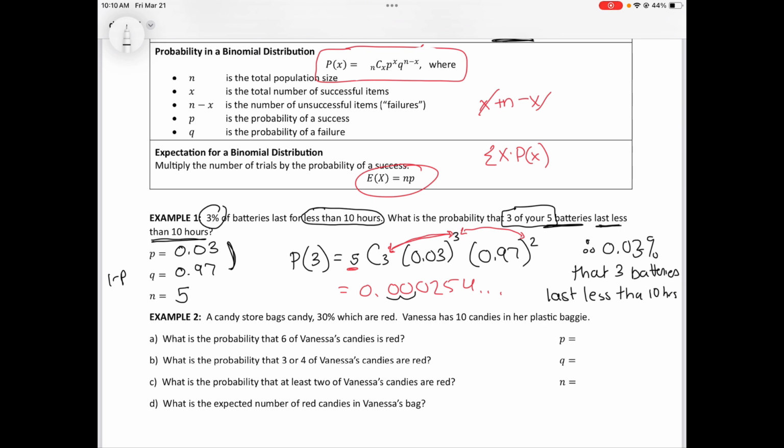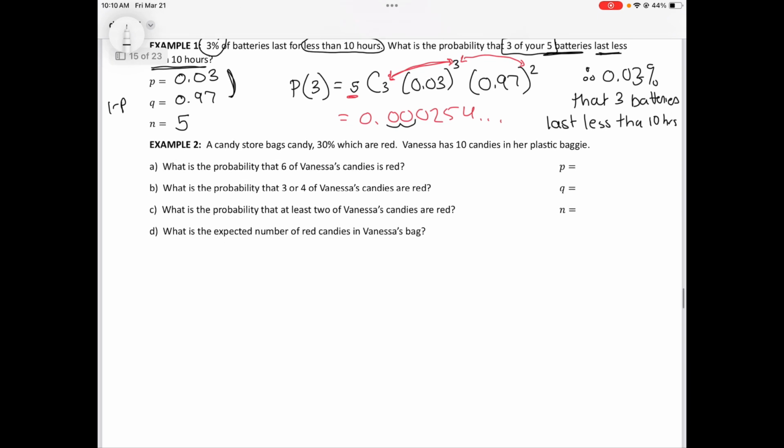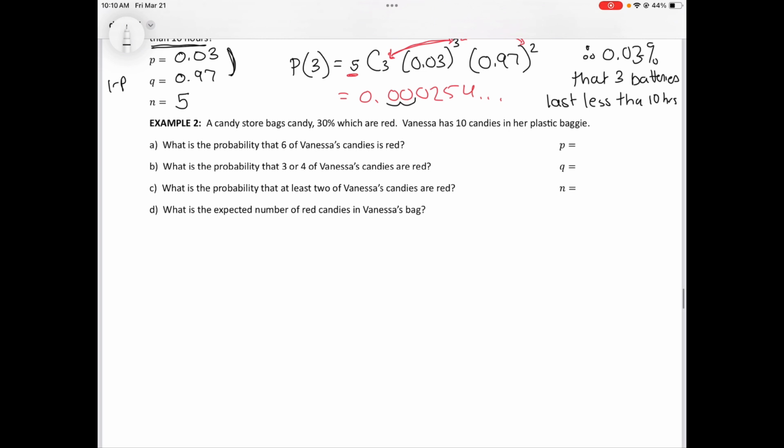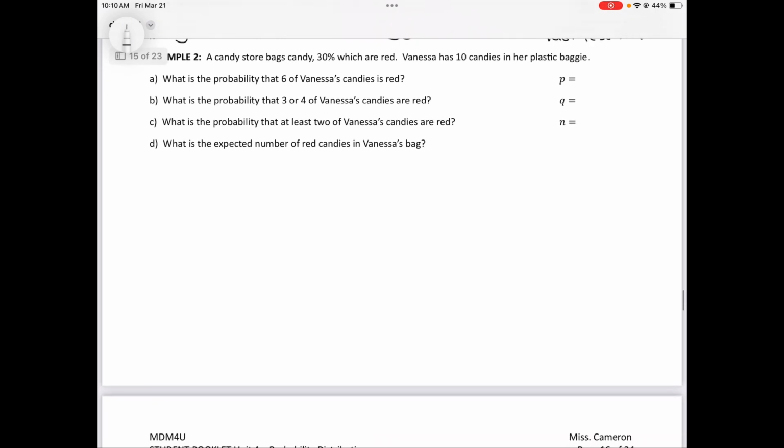We're going to take a look at more probability, like the rule of thumb, the indirect method. More probability applied to these questions now. A candy store bags candies, 30% of which are red. Vanessa has 10 candies in her plastic baggie. So 30% are red, and we're dealing with 10 candies.